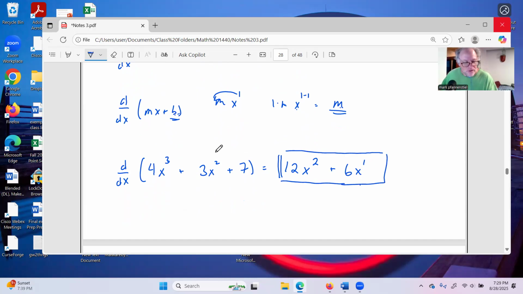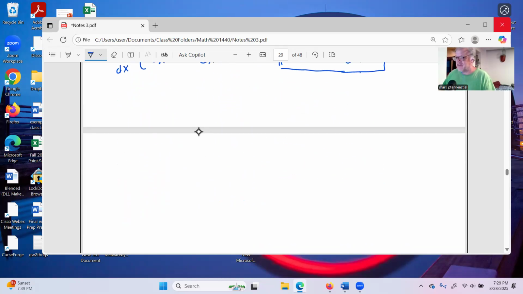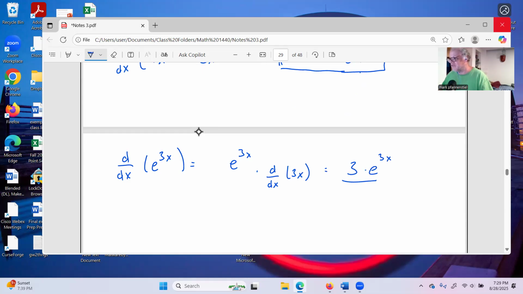Okay, so let's go ahead and see. What if we wanted to take the derivative of e to the 3x? That's going to be e to the 3x, because the derivative of the e to the x function is e to the x function. So e to the u is e to the u times the chain. So I need the derivative of the thing inside of it. That's my derivative of 3x. And we're going to say, okay, this is going to be 3 times e to the 3x. And that's my derivative for e to the 3x.